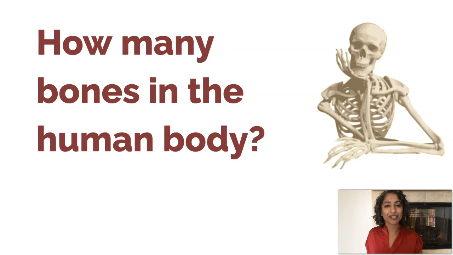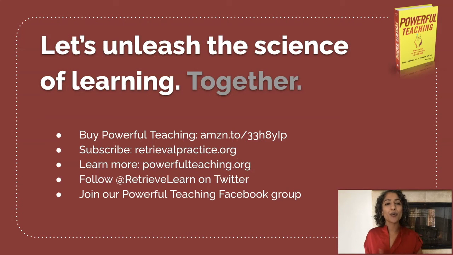Last but not least, that trivia fact again, how many bones are in the adult human body? It's 206. A simple example of retrieval practice, spacing with feedback. If that's the only thing you remember from today's video, I hope you'll remember why, the underlying research-based proven strategy of retrieval practice. So with that, please keep in mind that we need to all unleash the science of learning together in our classrooms.